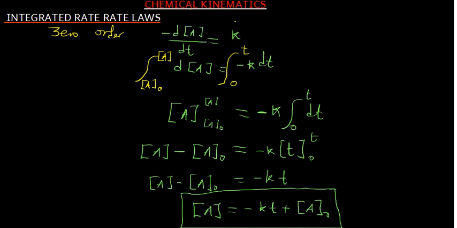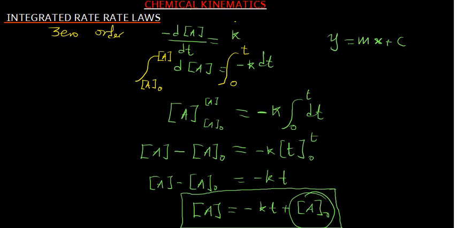As we can see, it is in the form y is equal to mx plus c, where y is representing the concentration at a certain point, and then the k here is representing the gradient, and then the t is representing the x value, and then what else? The initial concentration will represent the y-intercept.